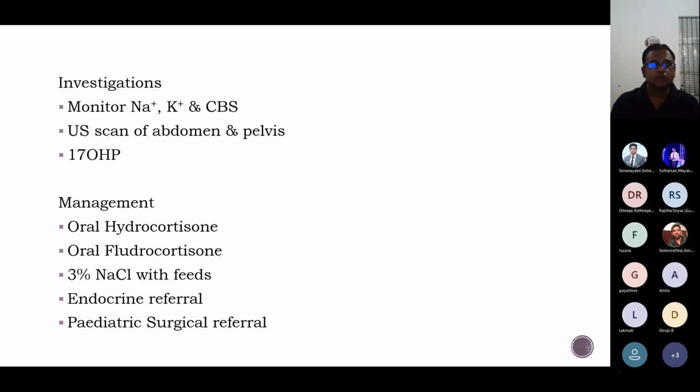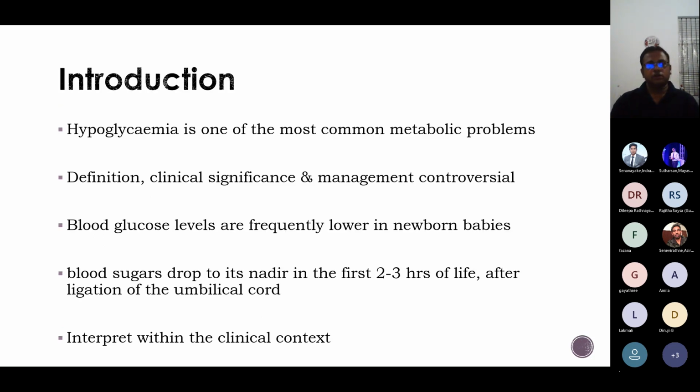side. Later on we had to add sodium chloride 3%, and we have discussed with the pediatric endocrinologist, and also we have arranged pediatric surgical referral for genitoplasty. So with those case histories, we move on to the presentation introduction.